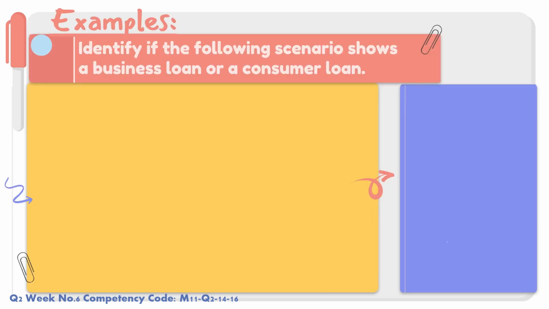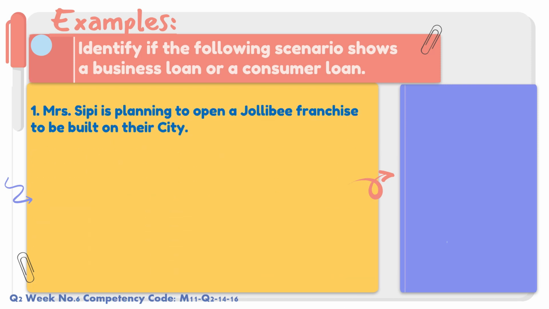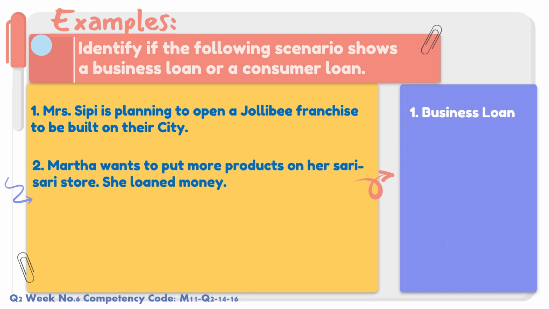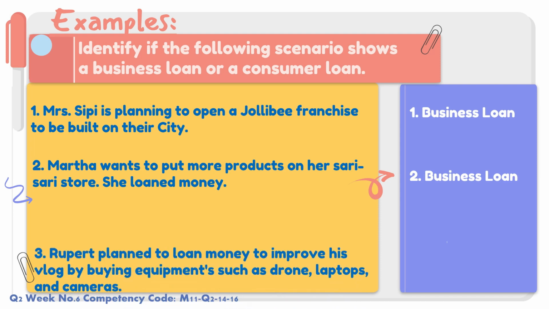For example, identify if the following scenario shows a business loan or a consumer loan. Number 1, Mississippi is planning to open a Jollibee franchise to be built in their city. This is a business loan. Number 2, Martha wants to put more products in her sari-sari store. She loaned money. This is a business loan, but Martha should provide a business permit so the bank can let her apply for a business loan.